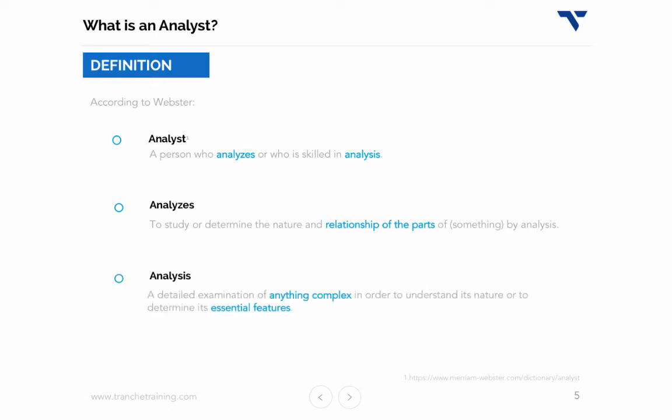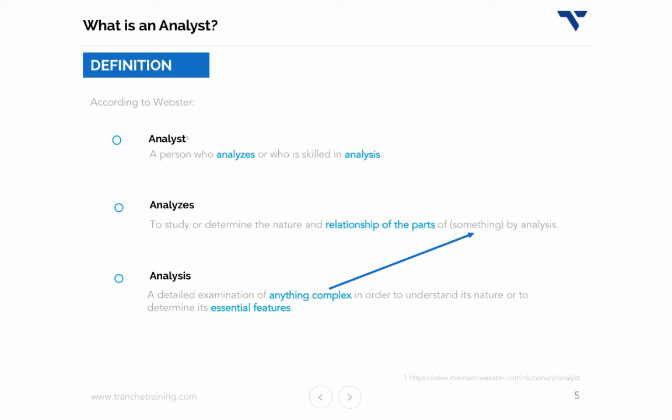Let's look at the word analysis now. An analysis is a detailed examination of anything complex in order to understand its nature or to determine its essential features. Okay? There's two phrases here that we need to take note of. Anything complex and essential features. Okay, this is getting interesting now. We're getting closer to a working definition.